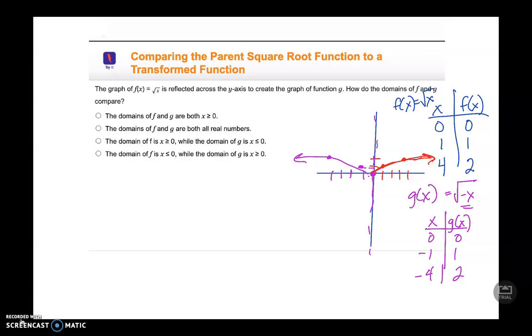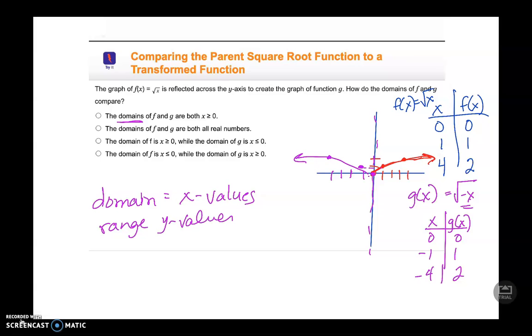Now the reason, usually we say, well, you can't take the square root of negative numbers. You can't. But if you have a negative of a negative, that makes it a positive. That's why if we put a negative 1 in for x, negative times negative 1 equals a positive 1. And the opposite of a negative 4 equals a positive 4, and the positive square root of positive 4 is 2. So when we're looking at this, the domains are the x values, and the ranges are the y values.